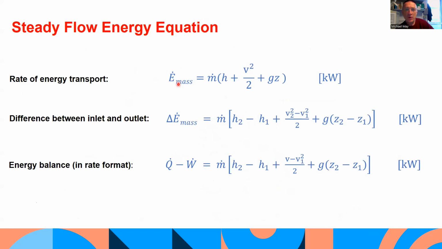So the rate of energy transport is expressed like this. It's m dot multiplied by enthalpy, specific kinetic energy, and specific potential energy. And the difference between an inlet and an outlet would be expressed like this. And if we do an energy balance, we're saying that the heat coming in minus the work going out equals the change of energy in the system in these different forms. And that's the steady flow energy equation. What we want to do is apply that to different thermodynamic systems.